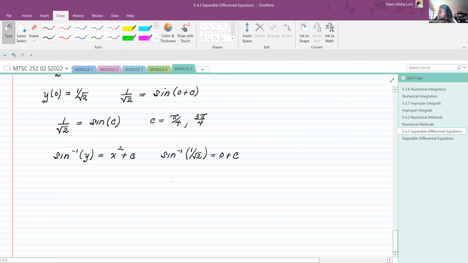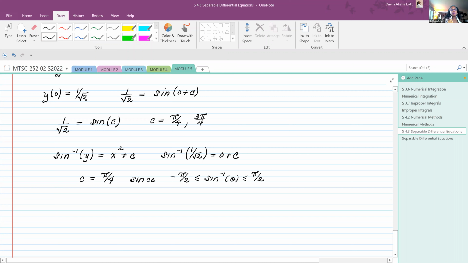So c is the sine inverse of 1 over the root of 2. Now here's where we can limit it, because we know sine inverse only goes between minus pi over 2 and pi over 2. So therefore, c has to be pi over 4, since negative pi over 2 is less than or equal to the sine inverse of theta, which is less than or equal to pi over 2.